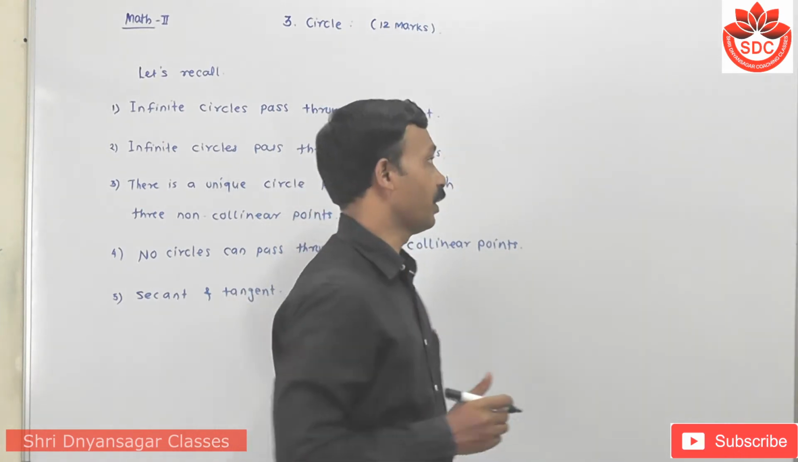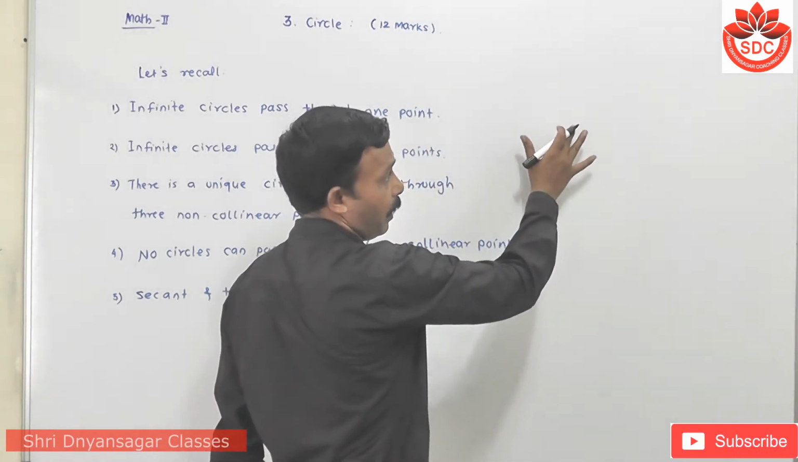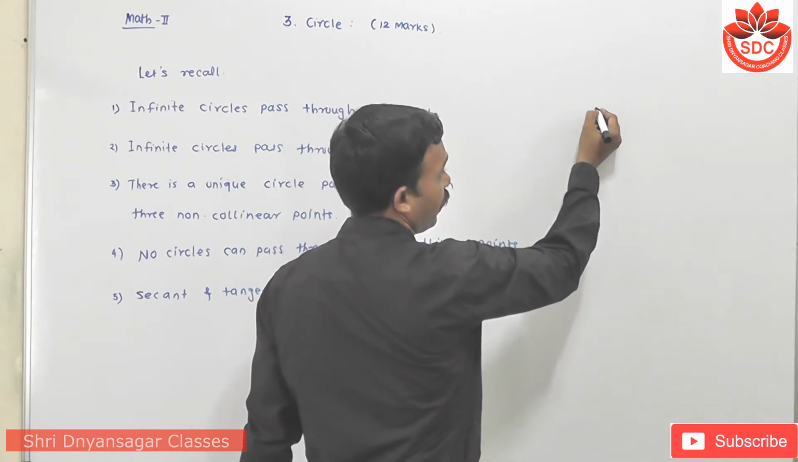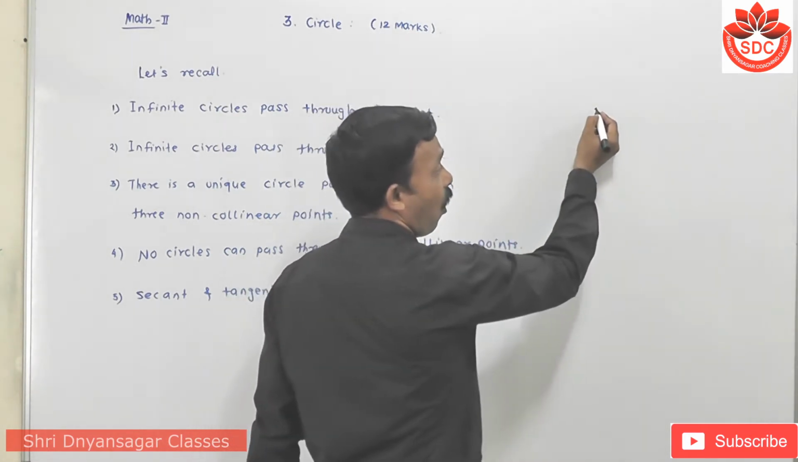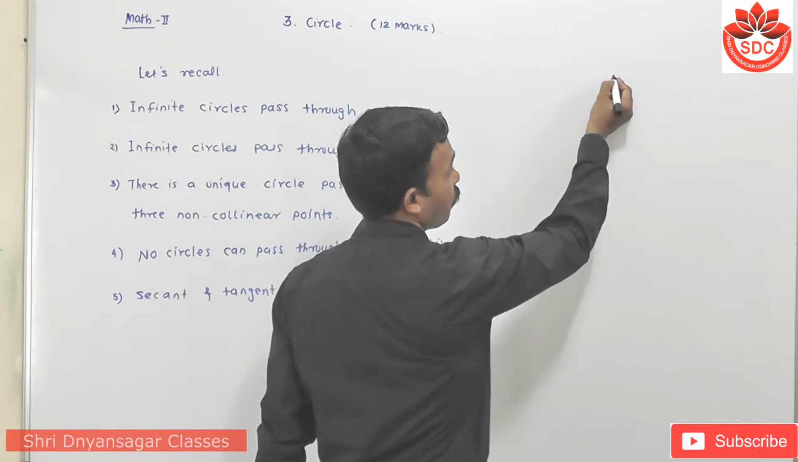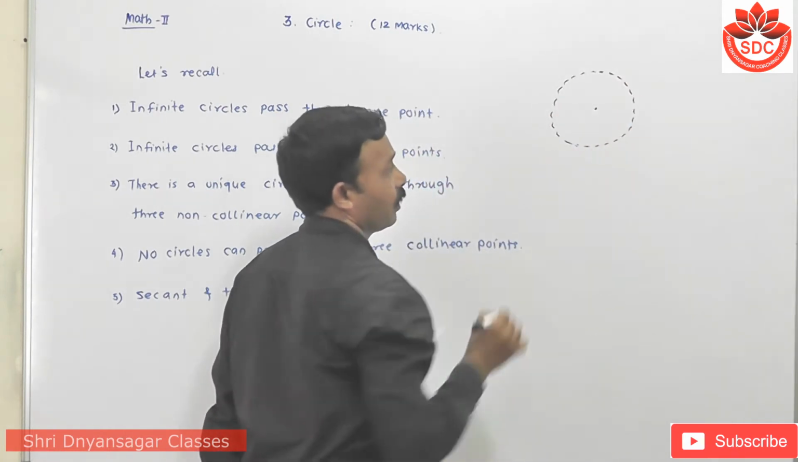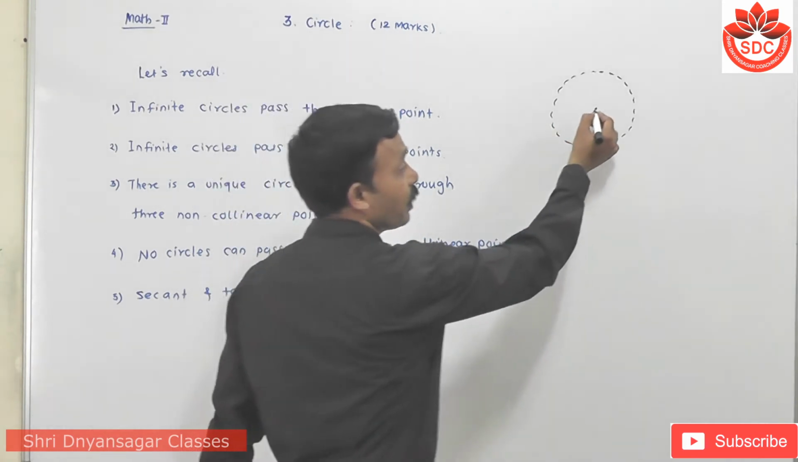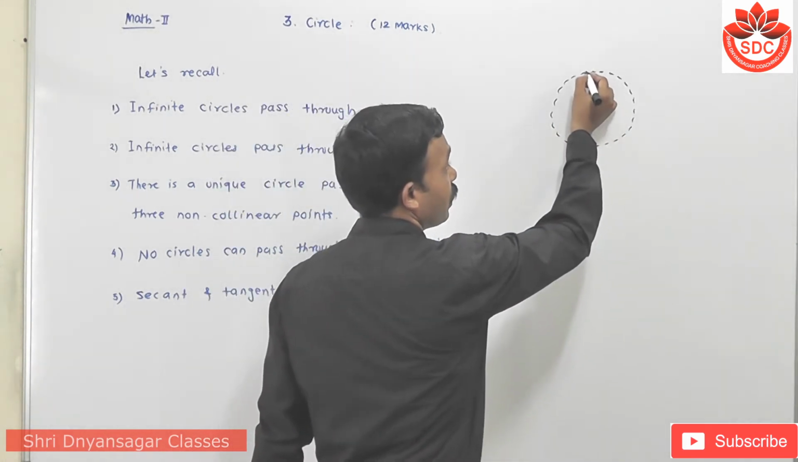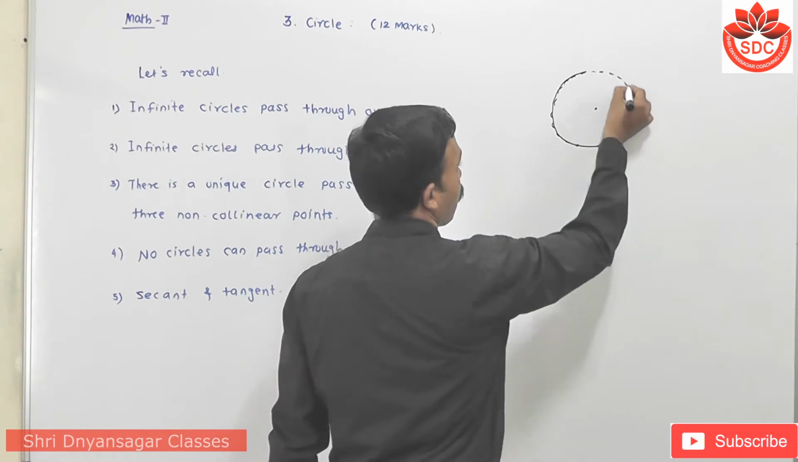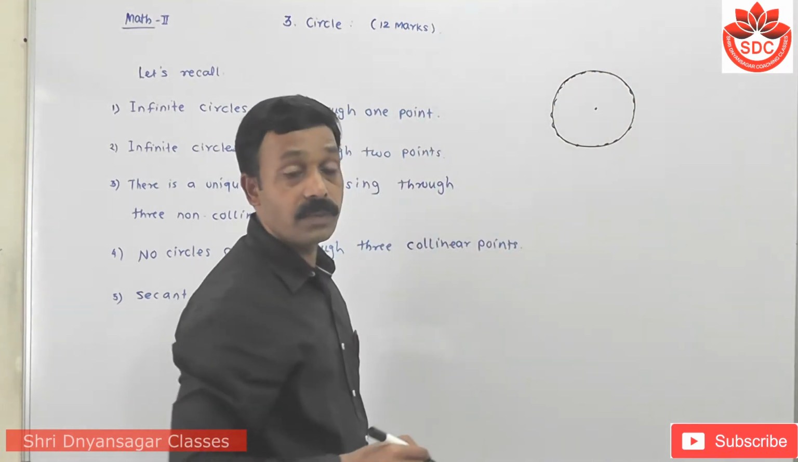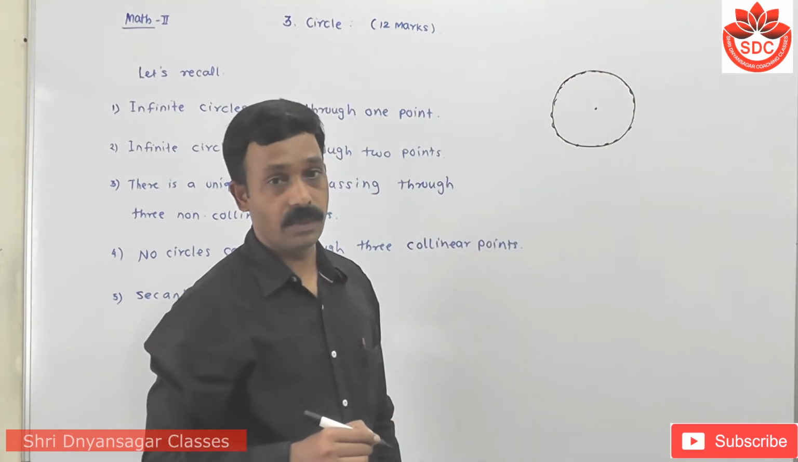I will draw the figure. Now suppose that this is the plane, and this is the fixed point. Then the set of all points which are equidistant from this fixed point, suppose this is that set, is called the circle. And the fixed point is called the center of the circle.